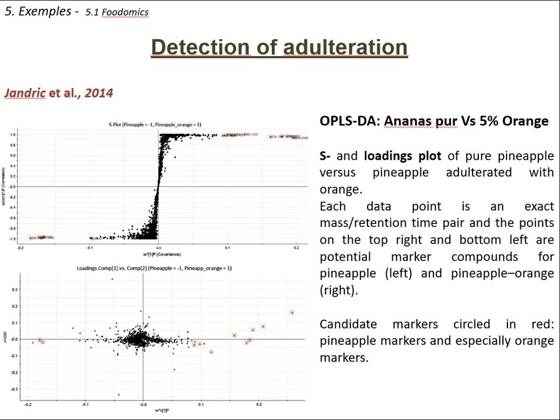Different kinds of orange. And now this is an OPLS-DA result on pure pineapple versus pineapple containing 5% of orange juice. So this is the S-plot and the loading plots showing important variables. You remember the S-plot: on the top right or on the bottom left, you have the most discriminating variables, so metabolites.